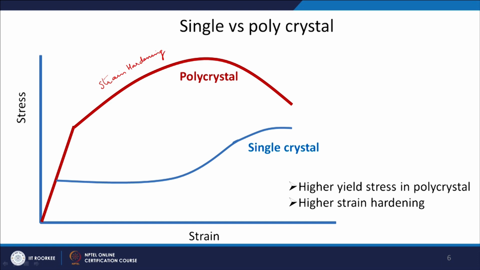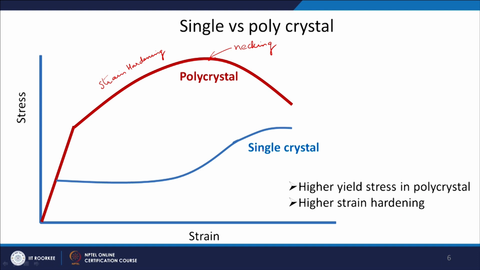Okay, where you have uniform elongation, and after this is the point where the necking will start. Then you have a non-uniform deformation, whereas in single crystal you have a kind of no strain hardening region, then the linear strain hardening region, and then a non-linear strain hardening region. So, if you compare these two, you have higher yield stress in polycrystal, and higher strain hardening.